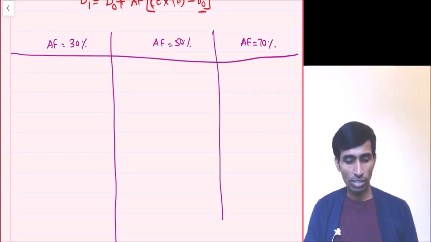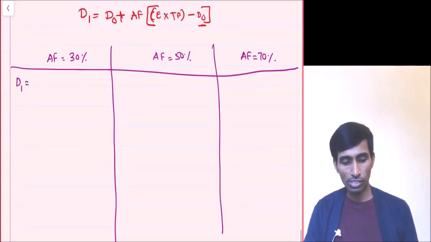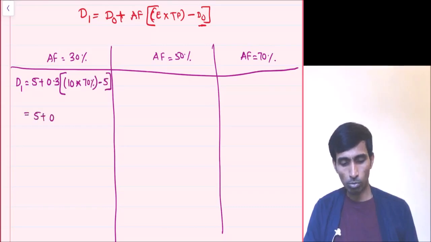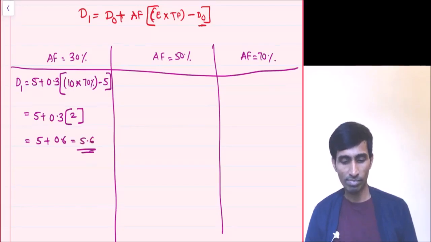Now D1 is equal to D0, which is 5, plus 0.3, that is the adjustment factor, times my earnings of 10 into my payout, which is 70%, and from that I will minus the already paid 5. So 5 plus 0.3 into 7 minus 5, which is 2, this will be constant. So 5 plus 0.6, the answer is 5.6. This is the dividend.